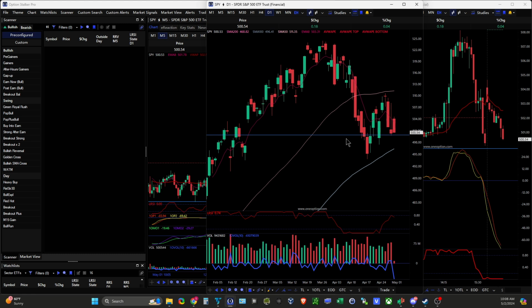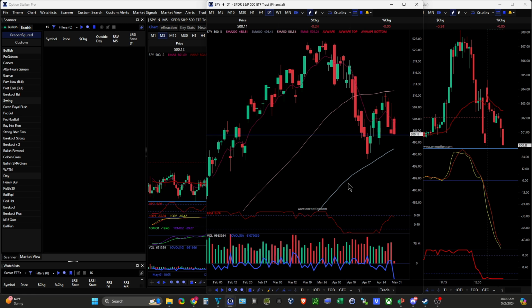Not because I just made it up, not because I just heard someone else say it's an important level, but we can see all of these moves throughout here that all tested that level. I mean, it's been tested like 6 or 7 times. That is why 500 is a significant level. So I hope that can kind of show you how to find a significant price level.